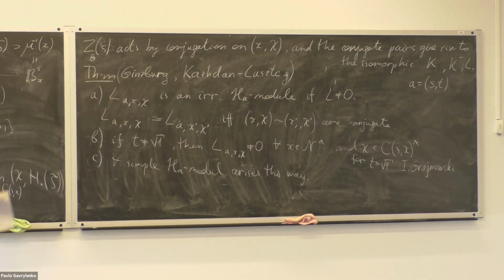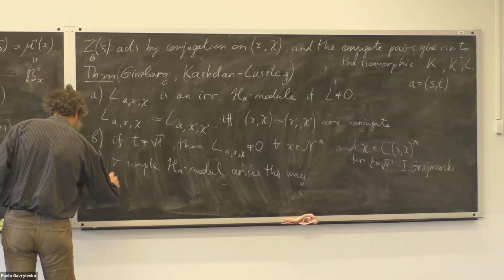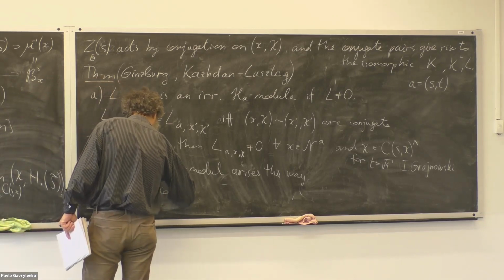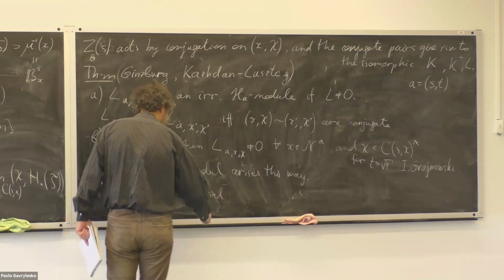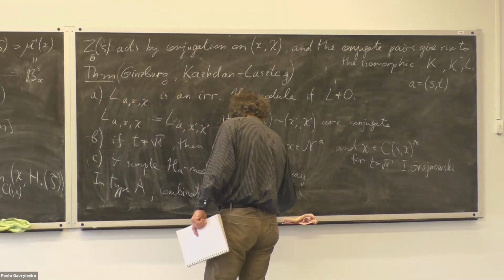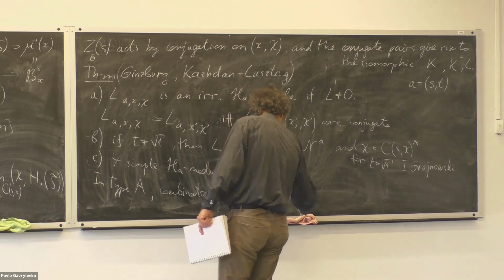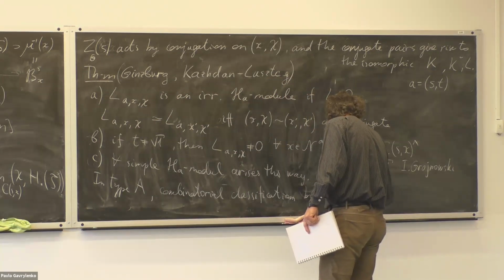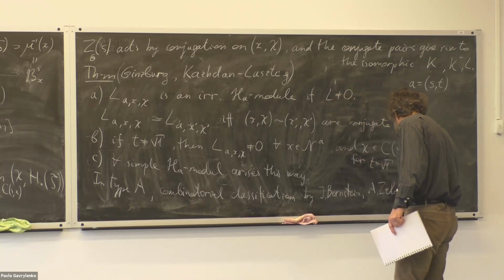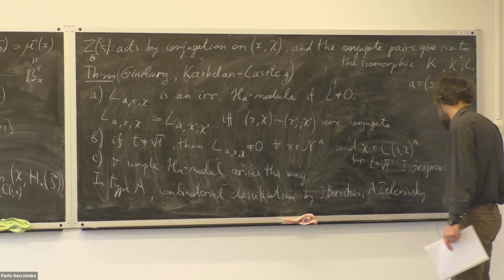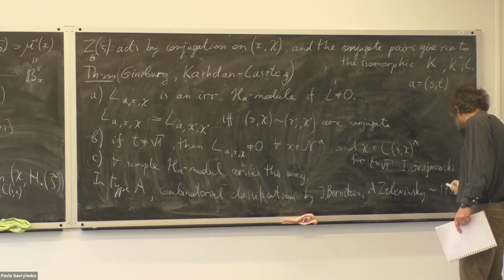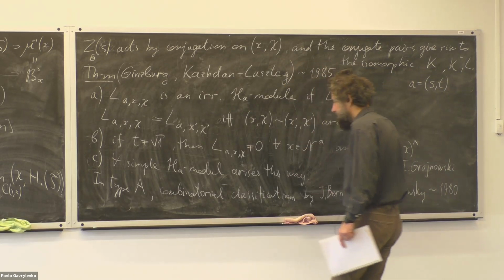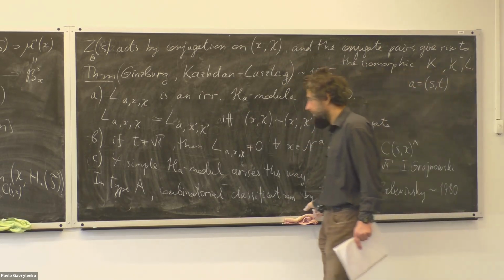It was done even long before. There was a combinatorial classification, and it was done by Joseph Bernstein and Andrei Zelevinsky, essentially around 1980, and this theorem is around 1985. Okay.